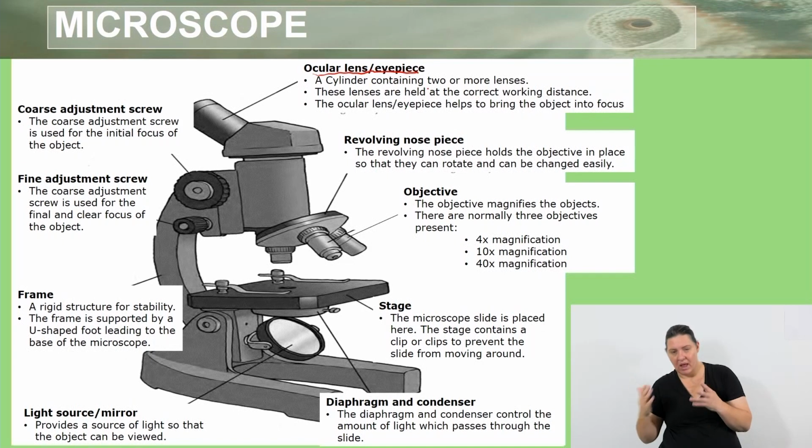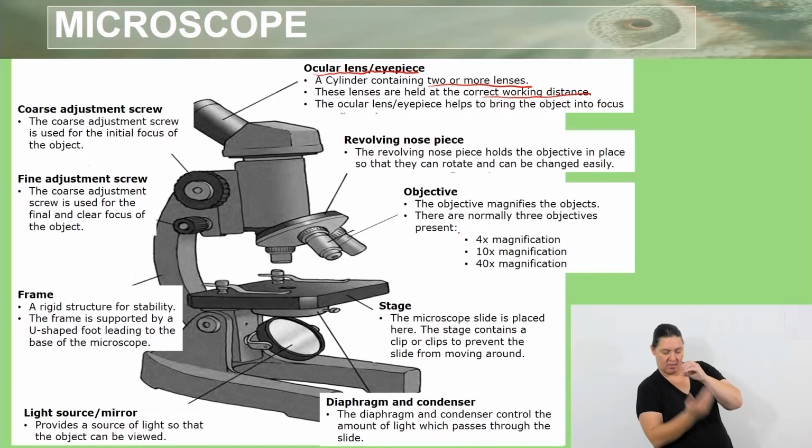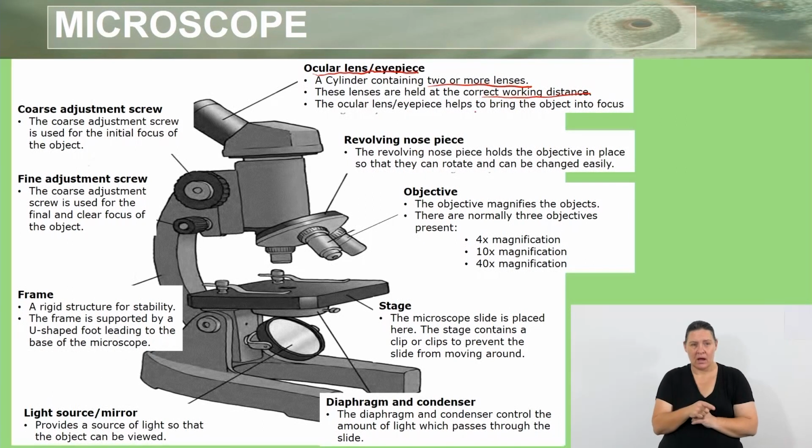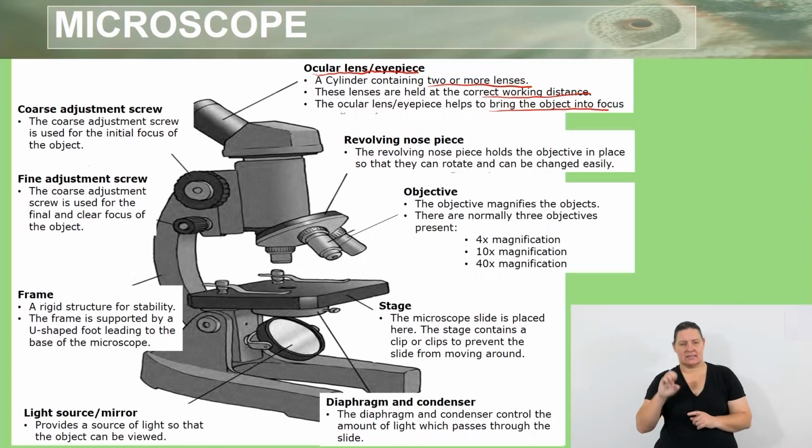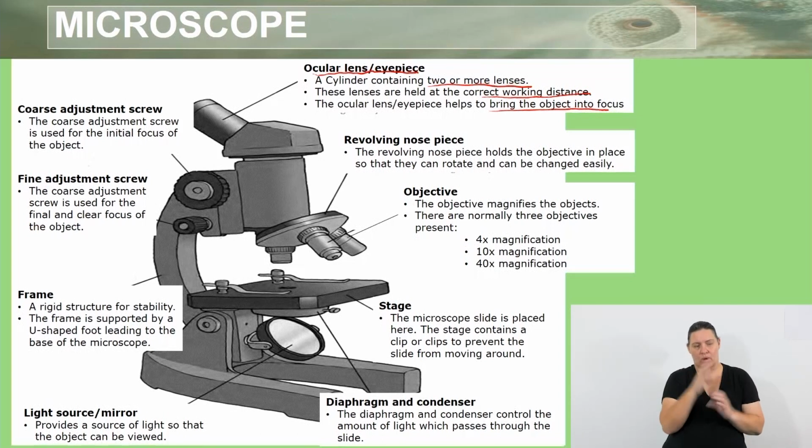So it has 2 or more lenses. These lenses are held at the correct working distance, and the lenses or eyepiece helps to bring the object into focus. That is the function of the eyepiece or the ocular lens. It is to bring the object to focus, and also this is the lens that you use in order to look through the microscope.